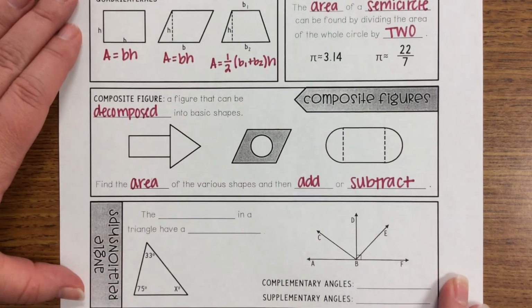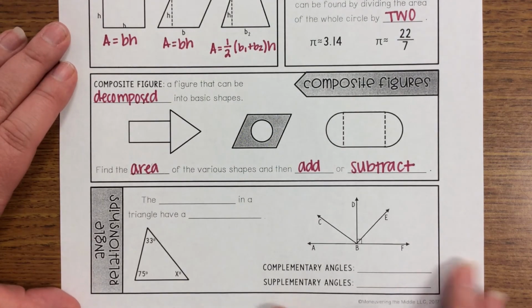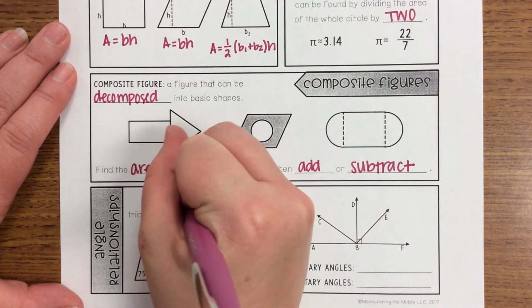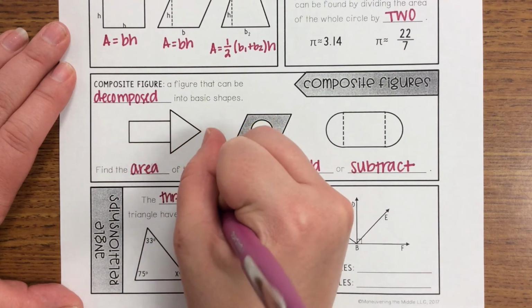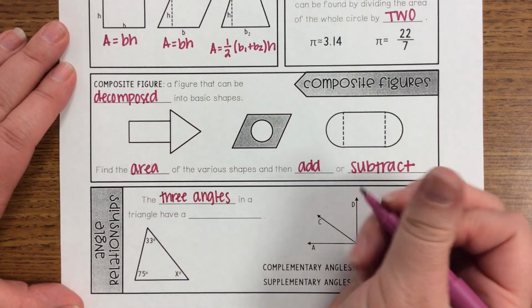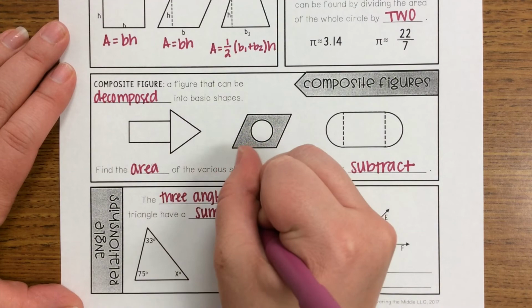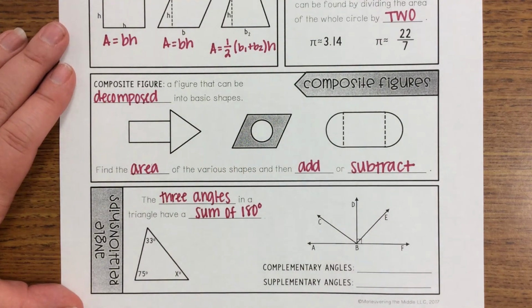And last but certainly not least on our 2D geometry cheat sheet, we need to take a look at angle relationships. So the first angle relationship we need to take a look at is the relationship between the angles in a triangle. So the three angles in a triangle have a sum of 180 degrees.